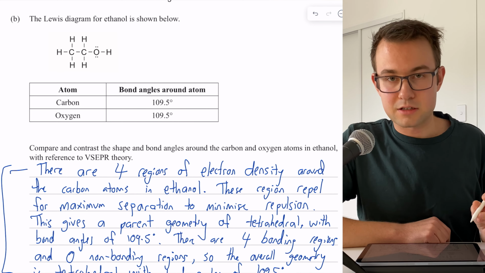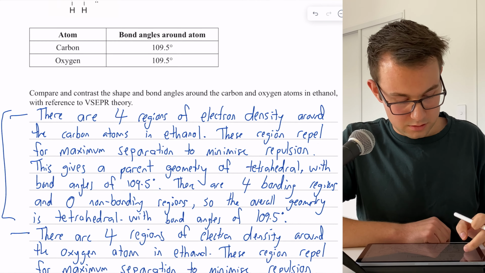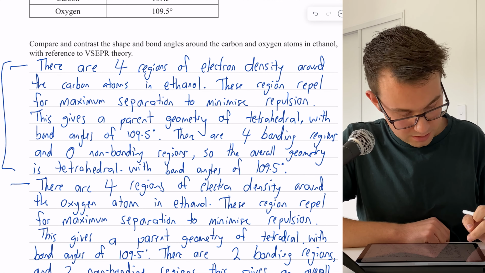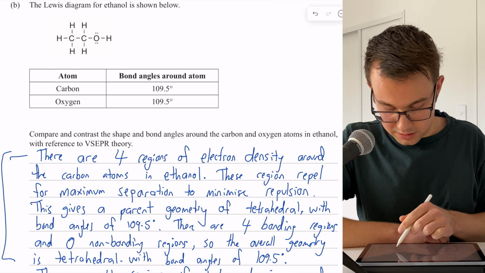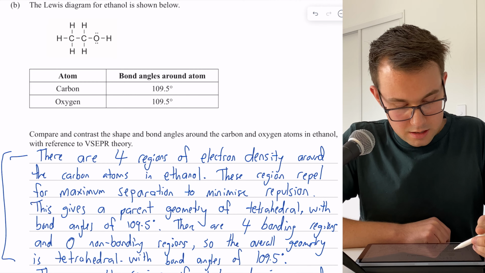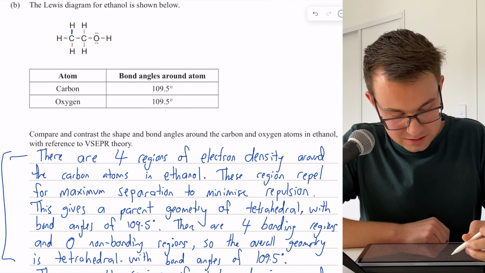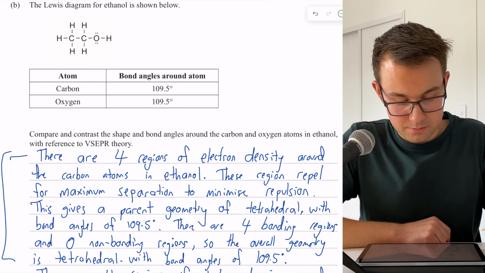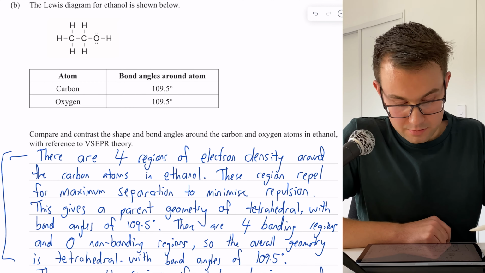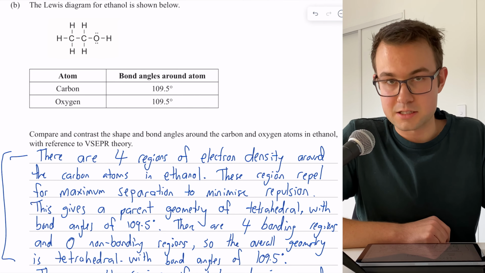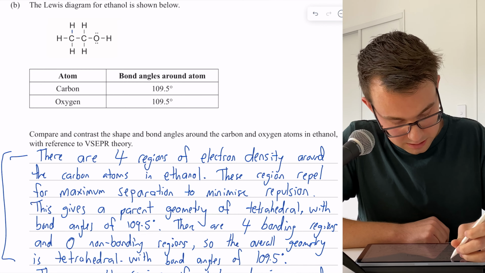Should we talk a little bit about chemistry and not just memorizing stuff? Should we learn things? Sure. There are 4 regions of electron density. Yes, there are. Here they are. These are electrons. Because what is a bond? A bond is just the sharing of electrons. In a covalent bond, that's just the sharing of electrons. So here, electrons.